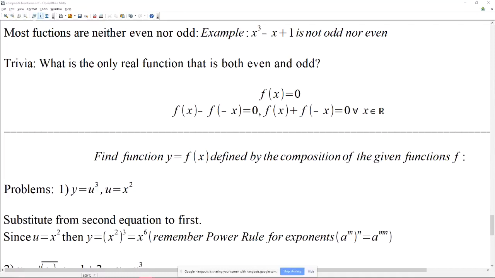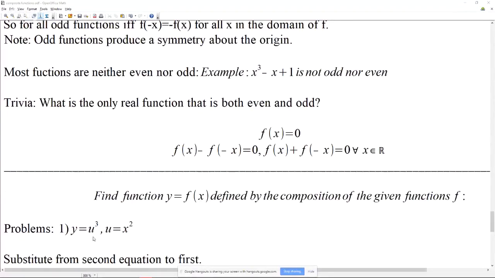We're actually going to do the opposite rather than the decomposition. We're going to put them together. So if I give you y equals u cubed and u equals x squared, I just substitute the second equation into the first. So what do you think this is going to look like? I'm going to take x squared and stick it where u is.